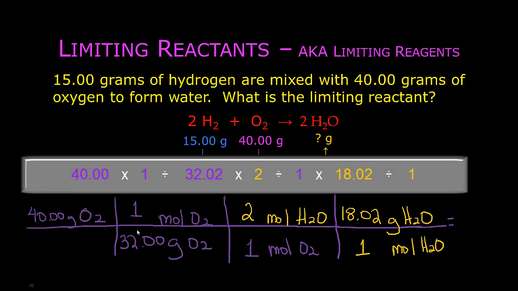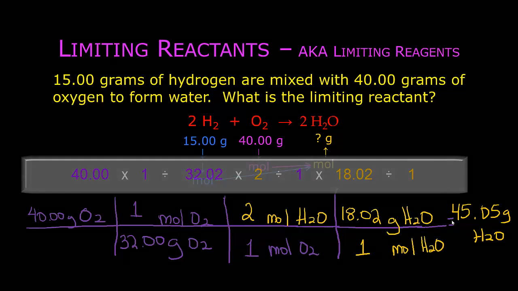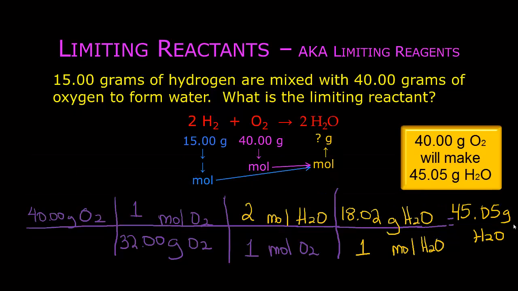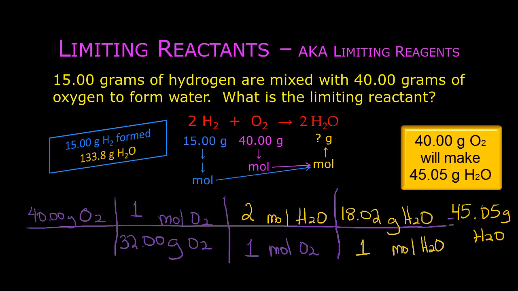So I've got 40 divided by 32 times 2 times 18. That is 45.05 grams of water. Now, 40 grams of oxygen will make 45.05 grams of water, and we just determined from the previous slide that 15 grams of hydrogen will make 133.8 grams of water. So which of these limits you from making more water?